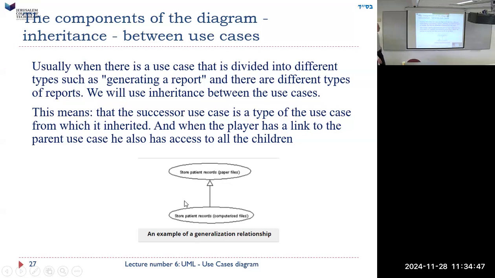And here we have inheritance between cases, which we saw already a picture of. Usually when there is a use case that is divided into different types, such as generating a report, there are different types of reports. So then we can use inheritance between them. I mean, we could say generate report, and then we can have generate financial report, generate efficiency report, all kinds of different reports. This means that the successor use case is a type of the use case from which inherited.